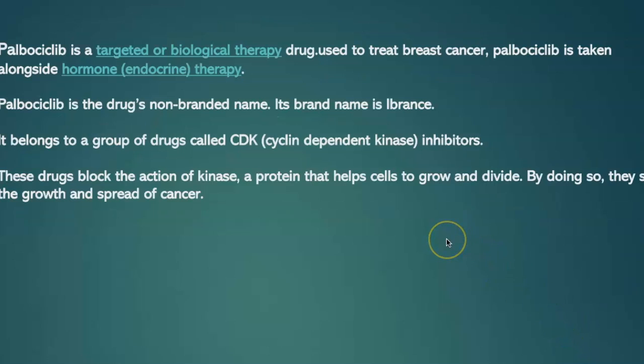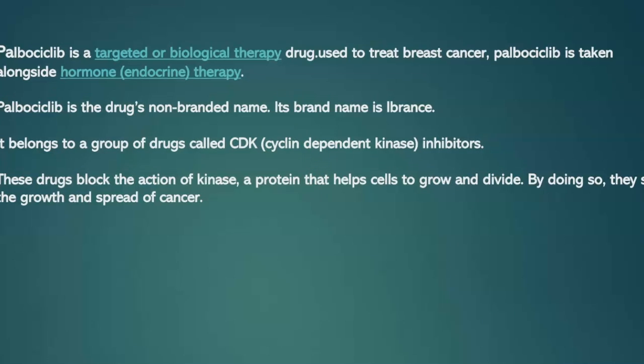Now, yet another drug commonly known as Ibrance or palbociclib is a targeted biological therapy used to treat breast cancer, taken again along with hormone therapy. Palbociclib is the drug's non-branded name. Ibrance is the commonly used name for branding. Again, it's another CDK inhibitor, again blocking the kinase enzyme.